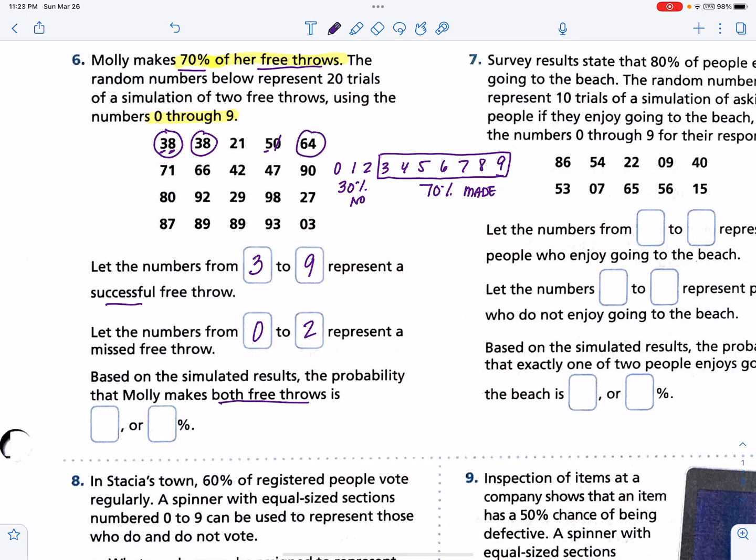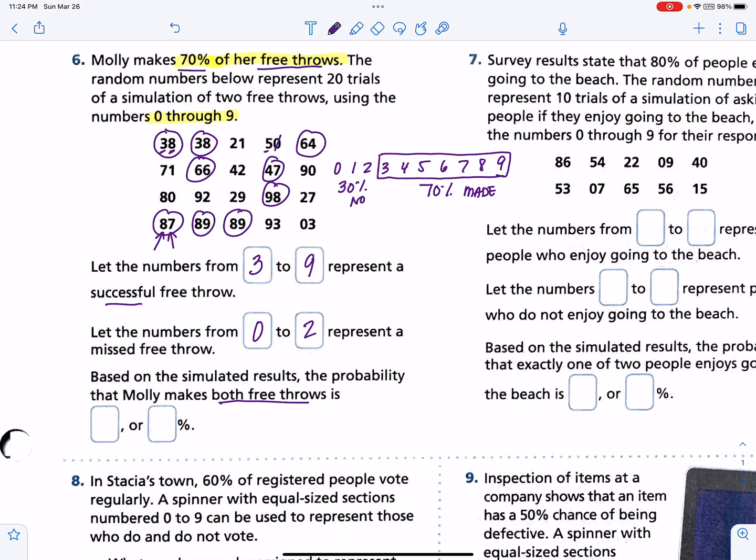3 through 9, yes. No. Yes. Yes. No, no, no. Yes. Yes. Yes. Yes. No, and no. And what that means is throw number 1, throw number 2. And they're asking us, where did she make both throws in her 2-shot simulation?